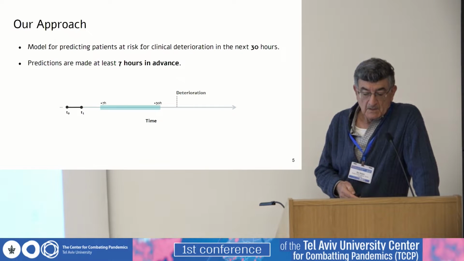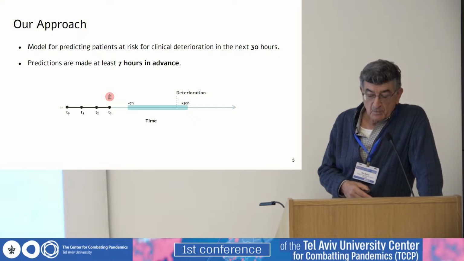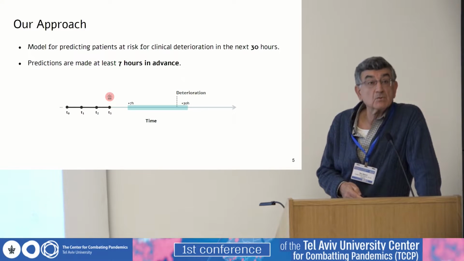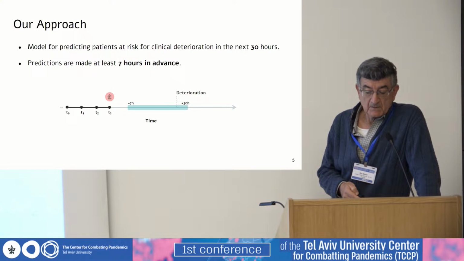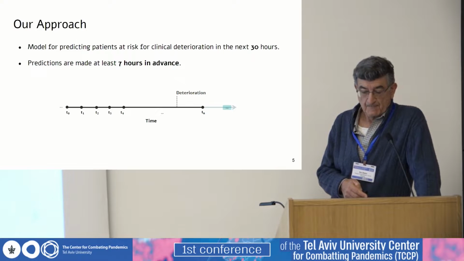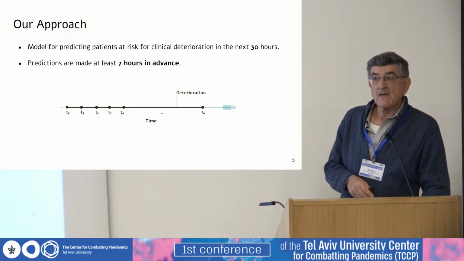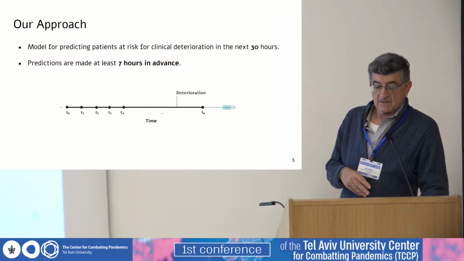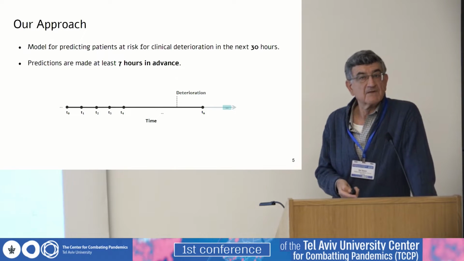So the time moves on. At this point, the prediction is within the window that we want to predict. So we want the early warning score at T3 to tell us that there is an event in the window, and this continues as the process goes on. So we make a prediction every hour for events that will happen within the next 30 hours, but at least 7 hours from the event itself.